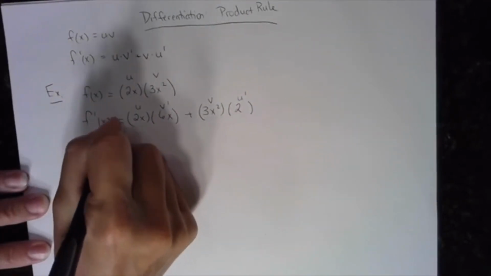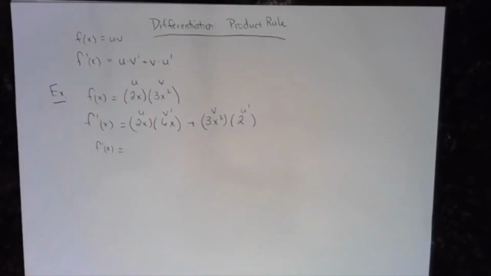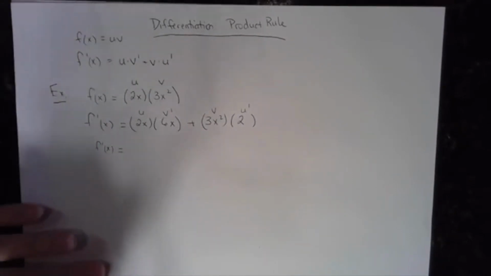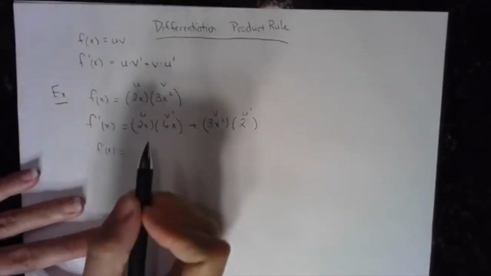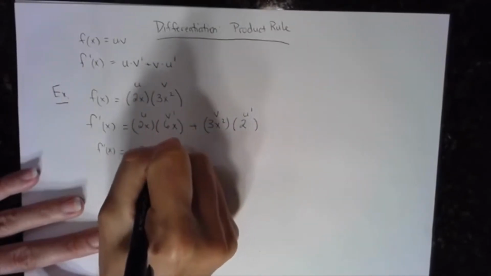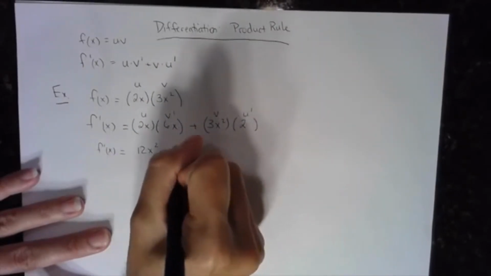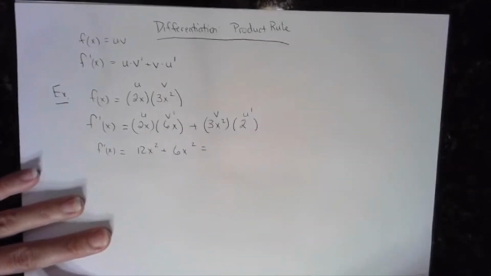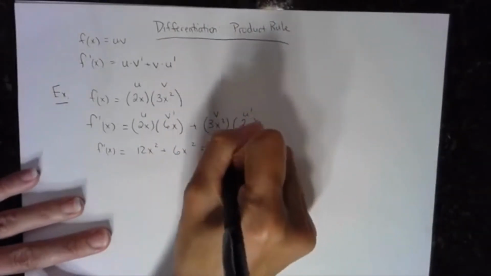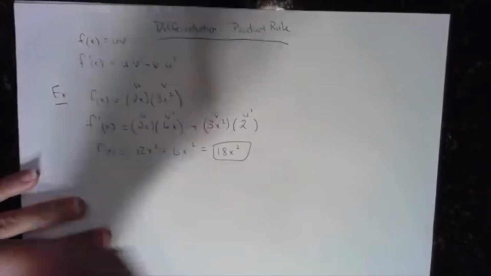And then we simplify. Okay, that's why I have you guys say it out loud at least 3 times, because you start to memorize it. And then, of course, I have to simplify, but 2x times 6x, 12x squared, plus 6x squared, which will simplify into 18x squared.